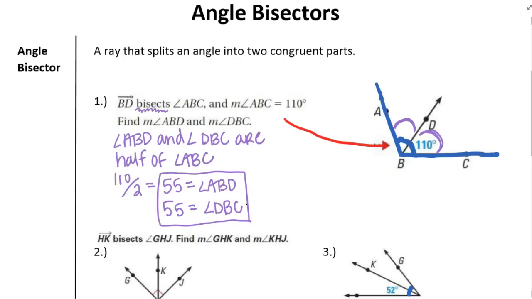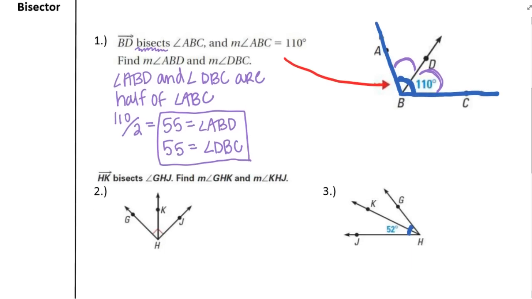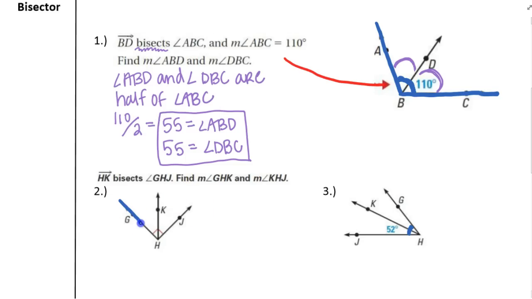Okay? So let's look at another example down here that's just slightly different. It says ray HK bisects angle GHJ. So here's ray HK, and it's bisecting this angle right here, GHJ. Find the measure of GHK and the measure of KHJ. Those are the two smaller angles inside the larger angle. I'm going to do the same thing I did on the last problem and make my larger angle a blue color.